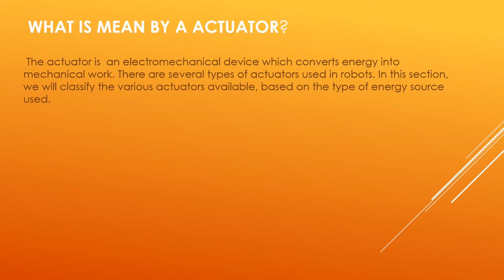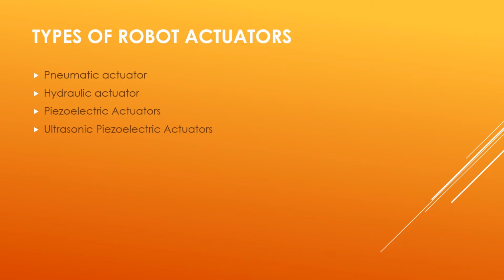An actuator is a device which will convert electromechanical energy into mechanical work. There are four types of robot actuators: pneumatic actuator, hydraulic actuator, piezoelectric actuator, and ultrasonic piezoelectric actuator. I would like to explain these four types of actuators mainly.